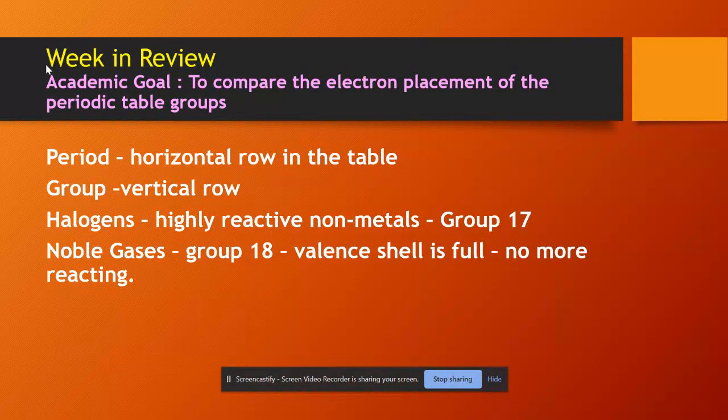So, to review some of the concepts, we were looking at electron placement on a periodic table. We were comparing some of the last group. Remember, if you're going left to right on a periodic table, and I'll show you this at the end, it's called a period. Up and down is called a group. We studied the halogens and noble gases this week. The halogens, including fluorine and chlorine, are group 17 with 7 valence electrons. They're all about getting that 8th valence electron, so they're highly reactive.